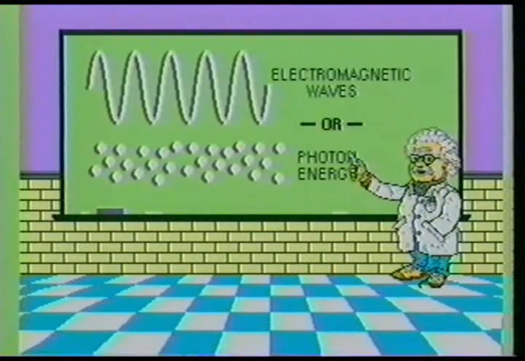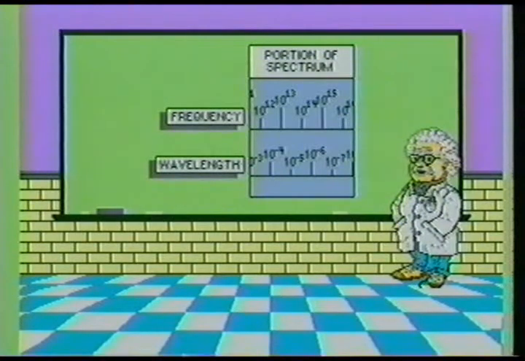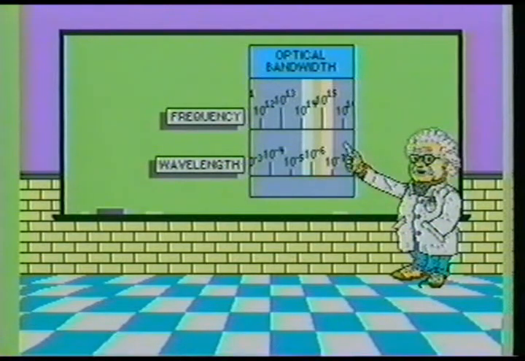Light energy, as we know it, may be thought of as electromagnetic waves or as photons of electromagnetic energy. Light energy may be classified in hertz or as a wavelength in meters. The visible part of the electromagnetic radiation spectrum is only 0.4 to 0.7 micrometers in width. The portion of the spectrum used for optical communication extends from the infrared to the ultraviolet wavelengths.